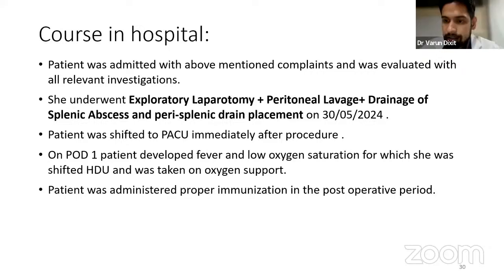A trauma spleen is usually a normal size spleen, isn't it? A young patient gets a trauma, it's a normal spleen there. If you have to carry that out, how will you do that?